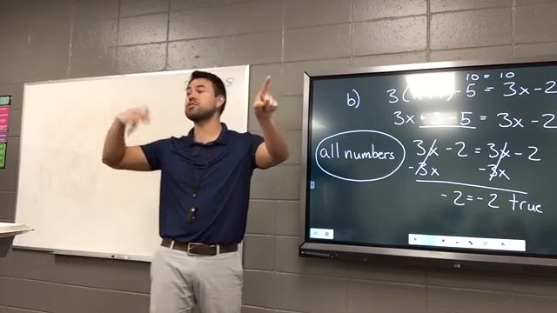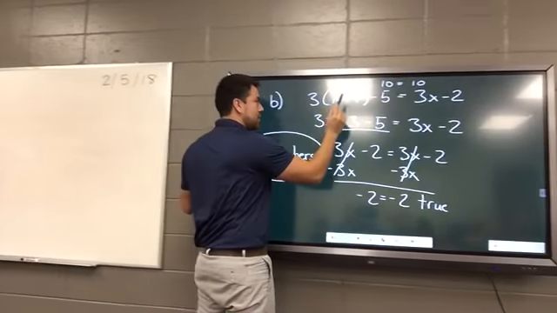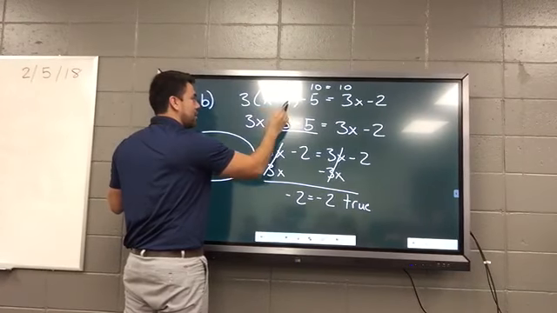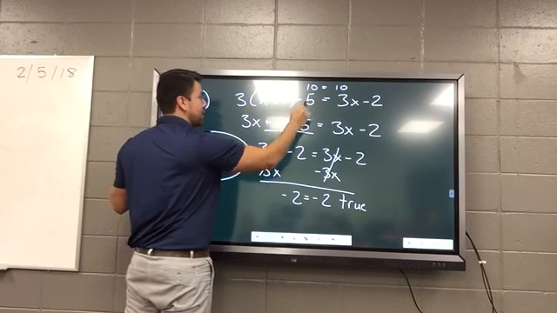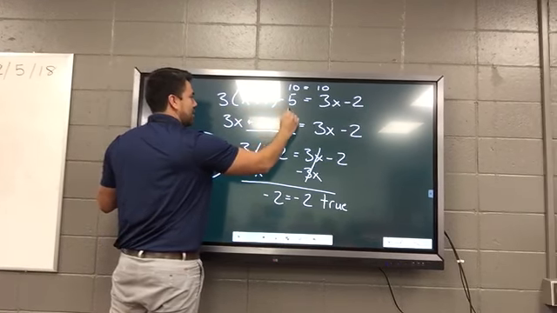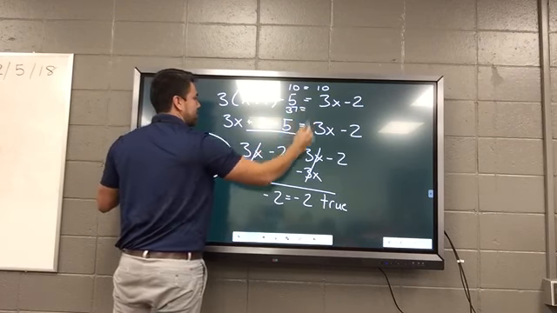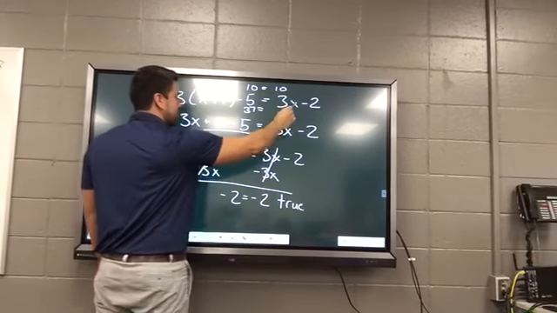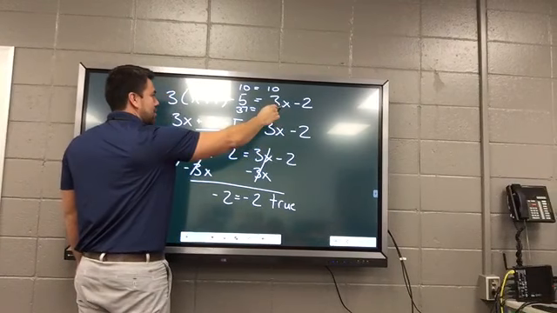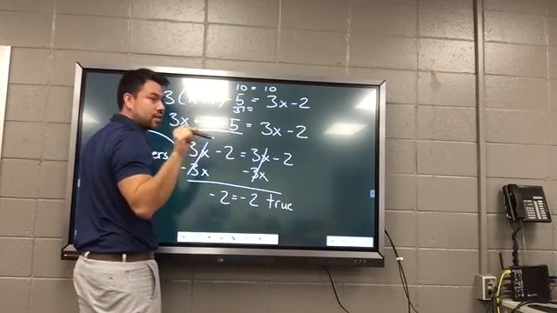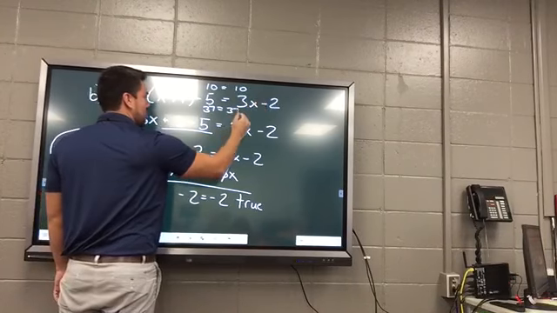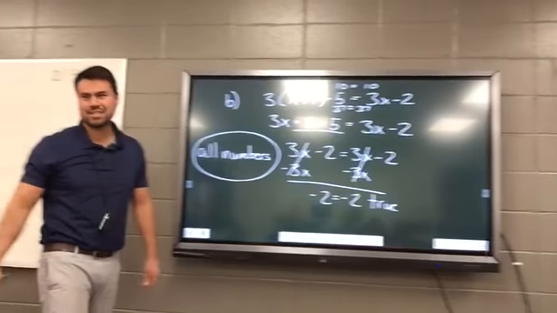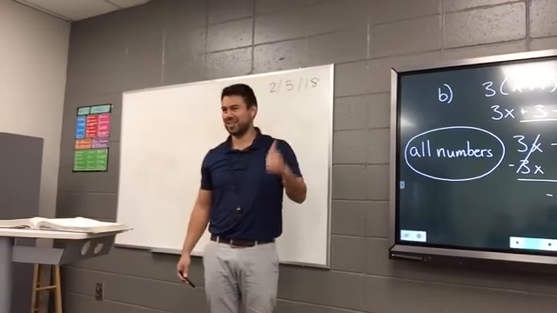Let's check another number. 13. 13 plus 1? 14. 14 times 3? 42. 42 minus 5? 37. And 3 times 13? 39 minus 2? 37. It works.